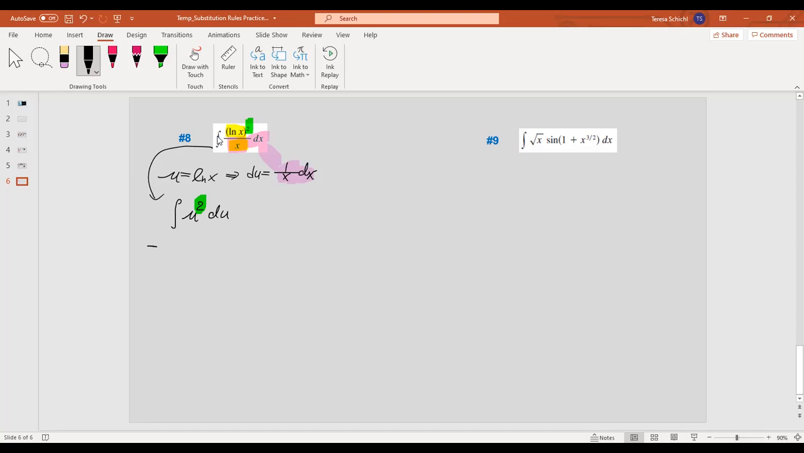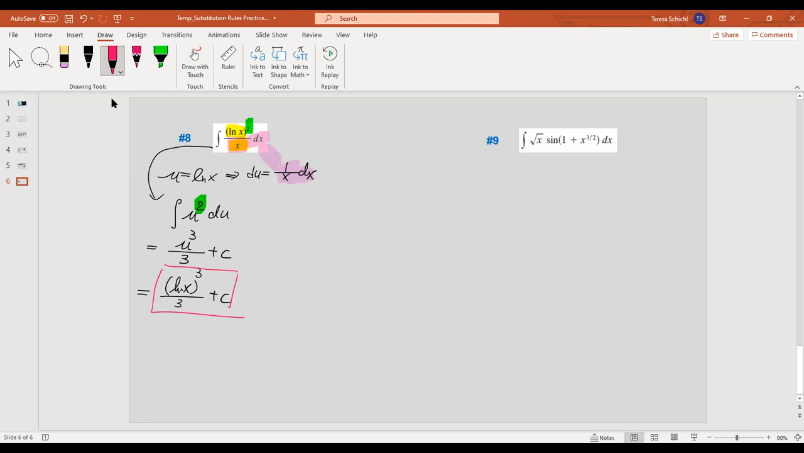So now this one, you say, oh, this is very easy to integrate. 2 plus 1 is 3, so this is u cubed over 3 plus c. Don't forget to substitute back. What is u? It's natural log x, cubed, plus c. So this one is kind of pretty. It's not hard. You just need to take a look at which one you want and make sure you choose the correct one.